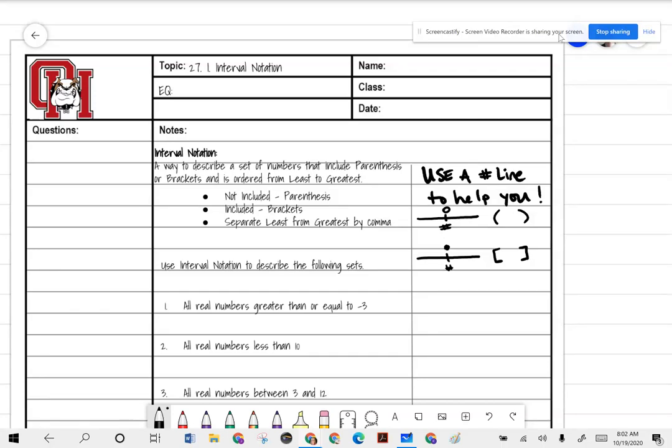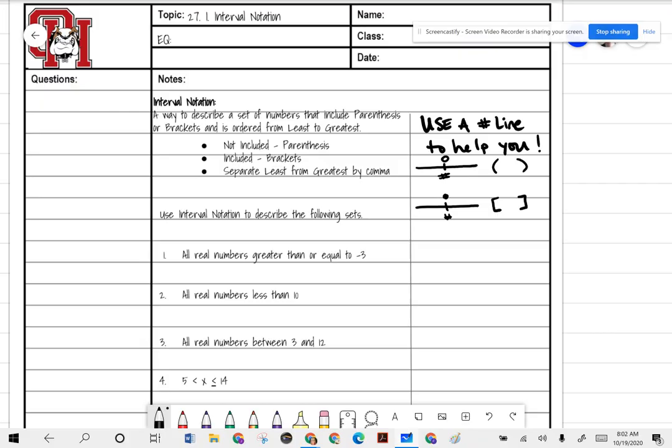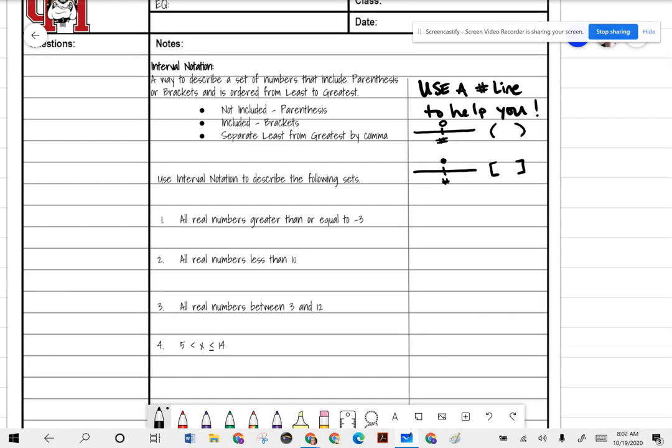In this video, we're going to cover interval notation. Interval notation is basically a way to describe a set of numbers. It includes either parentheses or brackets, and the numbers are always ordered from least to greatest.